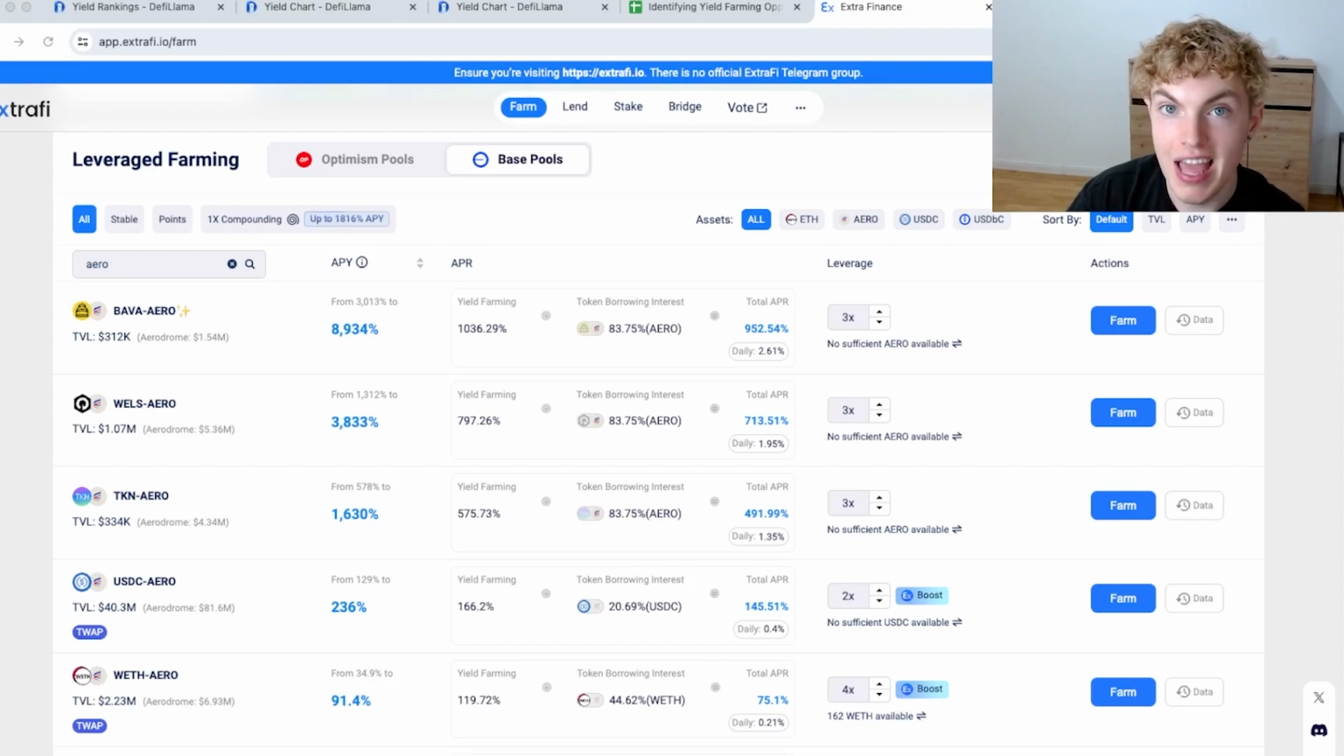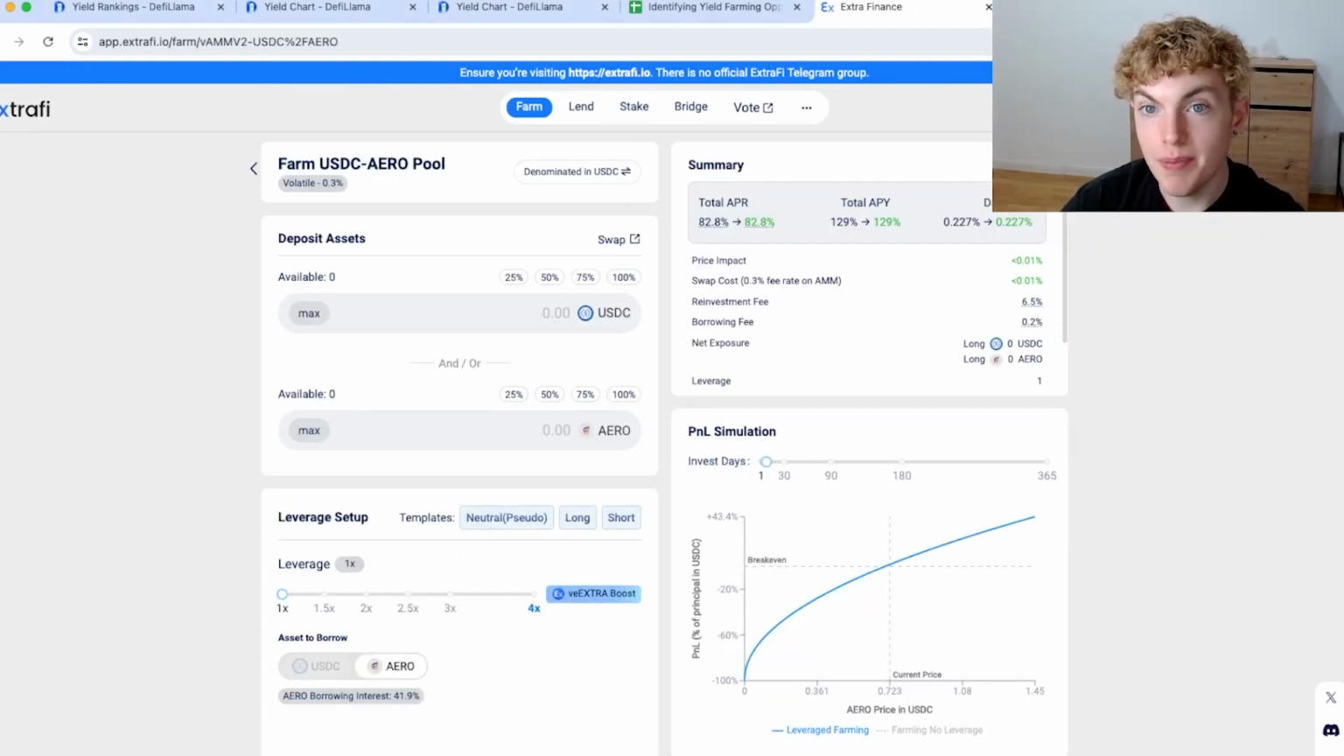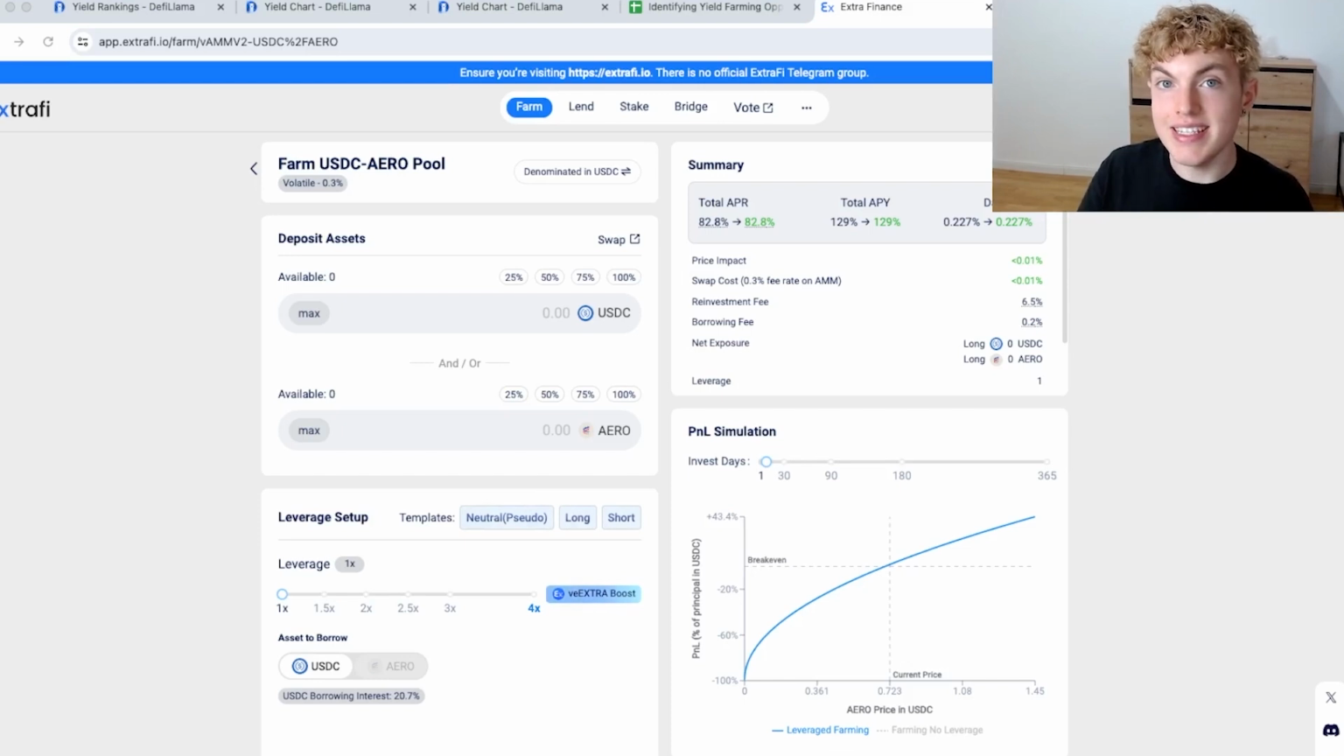So just be careful of that and know that it's a risk. When it comes to deposit assets, I have the option to borrow two different things, either USDC or Aero. So we have to choose which one we want to borrow. And if we want to borrow USDC, let me tell you what's going to happen. Some of that USDC is going to instantly be sold into Aero, and the other USDC is going to be paired with the Aero basically.